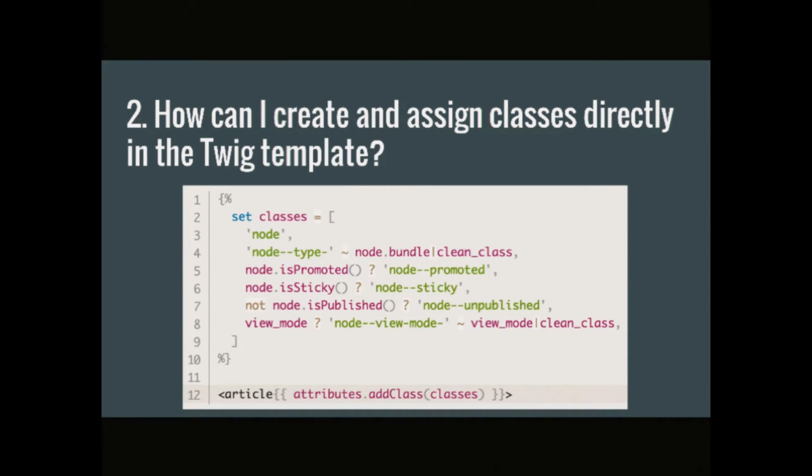Again, we have seen this before. This is the node template. The node template has a variable called attributes. That variable called attributes is an object, and that object has the method called addClass. You can pass an array or a string to it, and it will add the classes that you decided. Again, we can use concatenations, we can use operators to modify what is going to be added as part of the classes themselves.